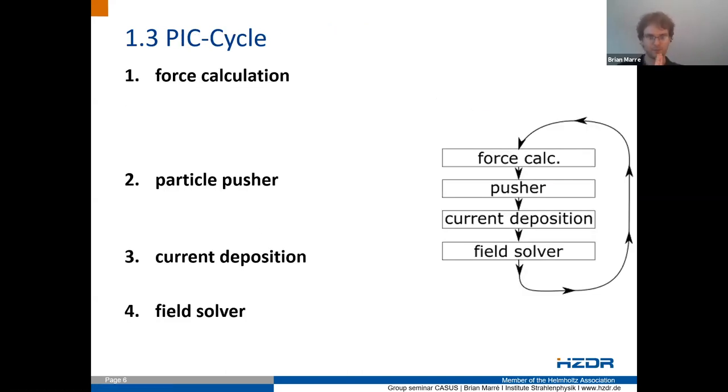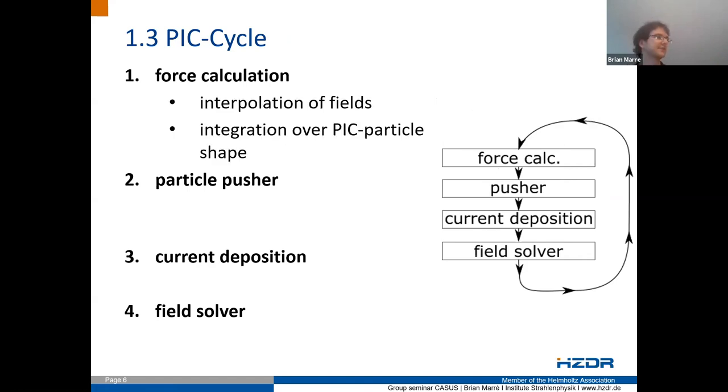The PIC simulations, of course, also have time development. And the time development in PIC is generally described as the PIC cycle, which has four main steps, being force calculation, particle push, current deposition, and field solver. In essence, the force calculation is simply, okay, we have field values on a grid. We want to interpolate those field values to the position of an actual particle. Then we want to integrate the actual force this particle experienced due to the Lorentz equation over the particle shape.